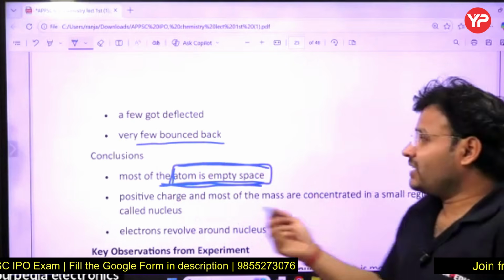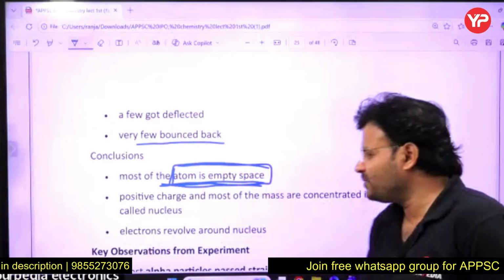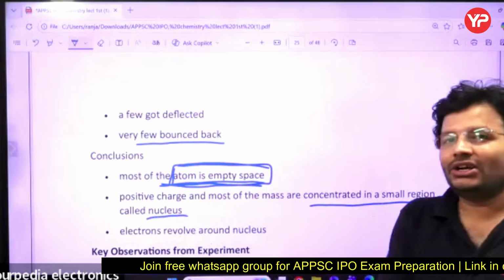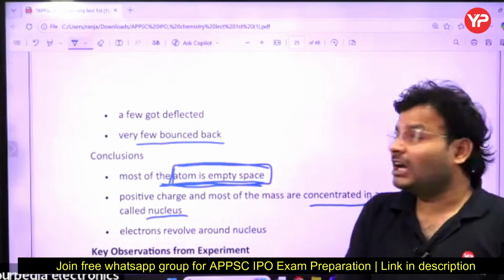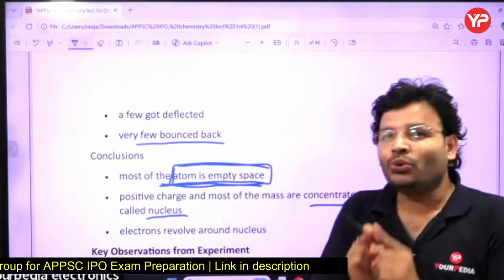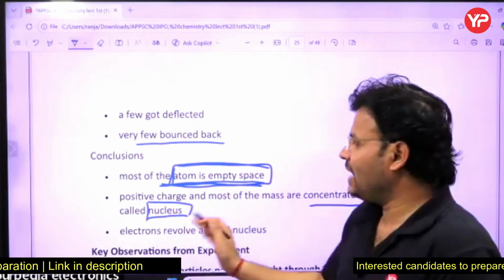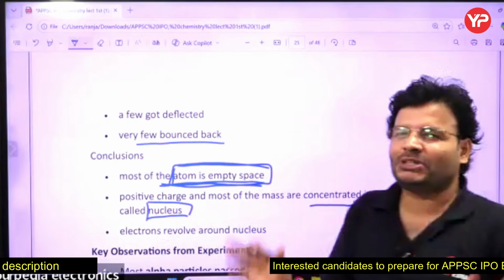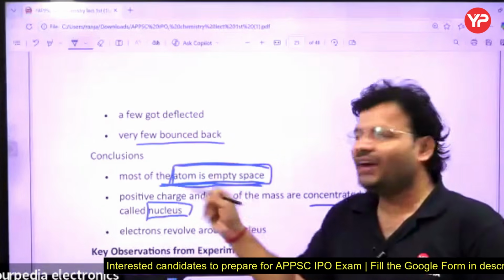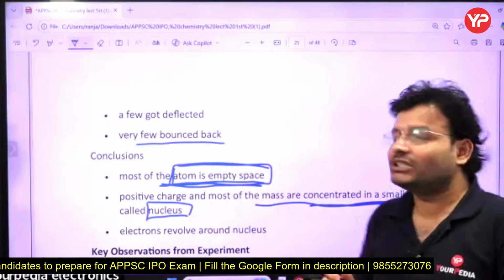Okay. Another conclusion we can see: because a few got deflected or reflected, the positive charge and most of the mass are concentrated in a small region called the nucleus. Now see who defined the nucleus. My dear friends, that was Rutherford. That's why sometimes it is asked who is the father of the nucleus, and the answer is Rutherford, right? Because he gave for the first time a clear picture of the nucleus. Before that, no one had given a clear picture of the nucleus.